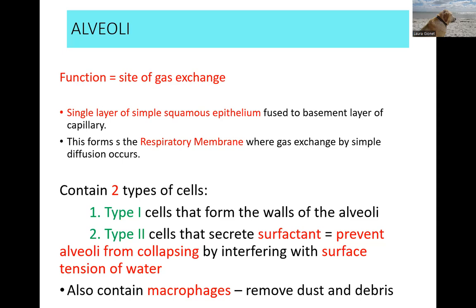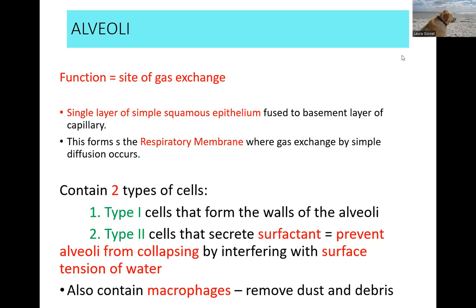Okay, the alveoli, in addition to the simple squamous epithelium, or I should say, there are two types of cells we find in the layer of the alveoli. We have type 1 cells and type 2 cells. Type 1 cells form the walls of the alveoli. They're simple squamous epithelium.